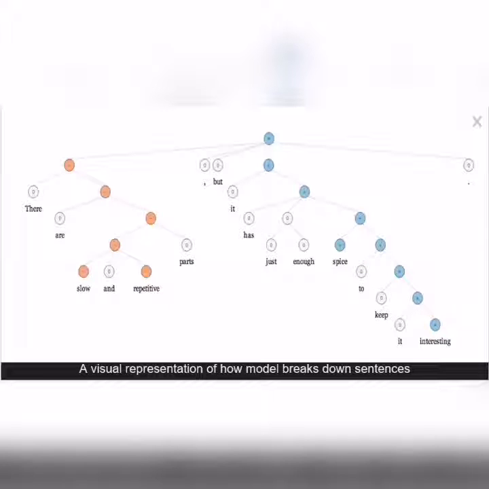When you are dealing with text like movie reviews that contain linguistic inferences, scholars feel that you need a model that can really understand how words play off each other to alter the meaning of the sentences. The order in which they come and what connects them matters a lot. A simple example would be a sentence like, there are slow and repetitive parts, but it has just enough spice to keep it interesting.